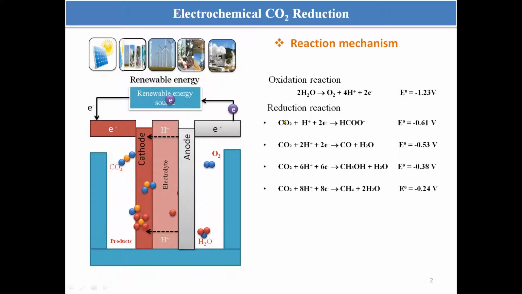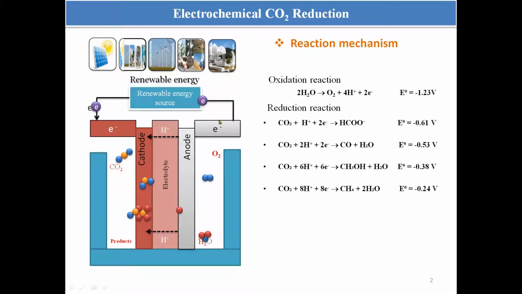How? If you see, in the reduction reaction, the CO2, protons and electrons give some formate ion, and different protons give different types of products. Based on the amount of energy given to the reactant, different types of products can be produced in this method. Not only these, but methanol, methane, ethanol, ethane, different types of useful products we can make by using this reactor.